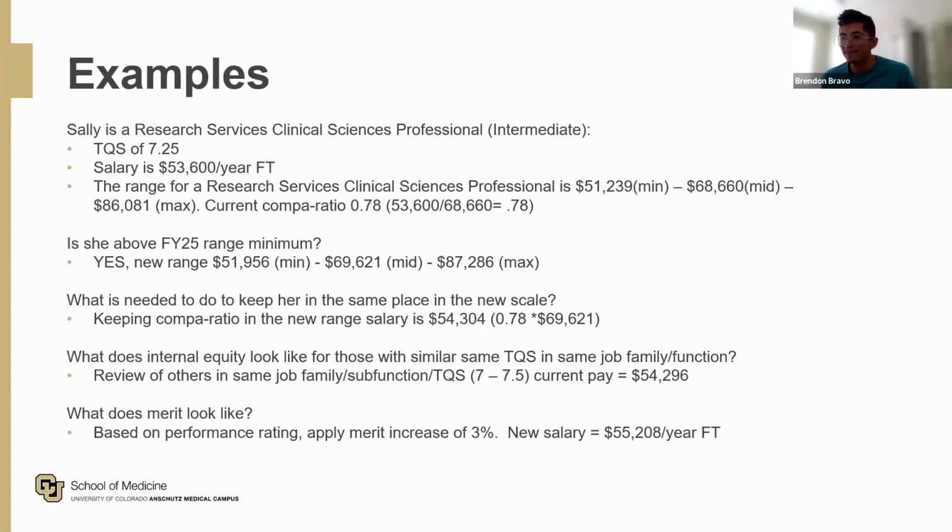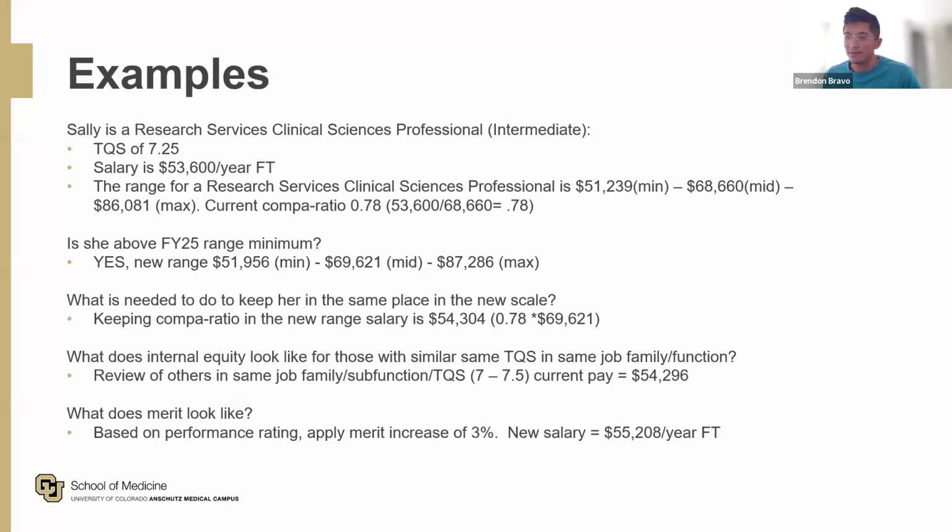After that, we want to look at internal equity. What does internal equity look like for those with a similar TQS score as her and in the same job family and function? Looking at those with similar TQS between 7 and 7.5, their average salary is 54,296, and her salary is currently 53,600. So she's within a good range of that.